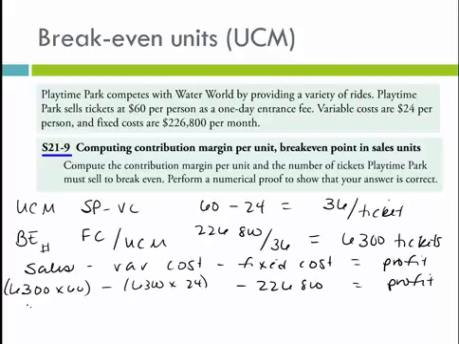So this is 378,000. The total variable cost would be 151,200. The fixed costs are 226,800, and so sure enough that comes out to 0. So if they sell 6,300 tickets, they will have no profit or no loss, and they will be breaking even.